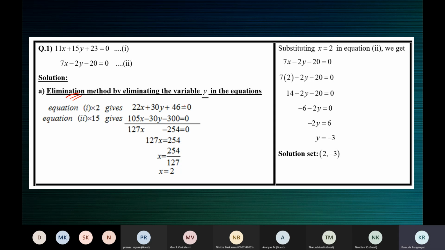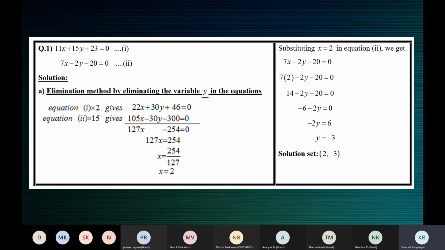Okay, so how do we do this? First you decide which variable you want to eliminate. You can eliminate the variable x or y. Anything will give you the same solution set. Now here I've used the elimination method and I've eliminated the variable y.